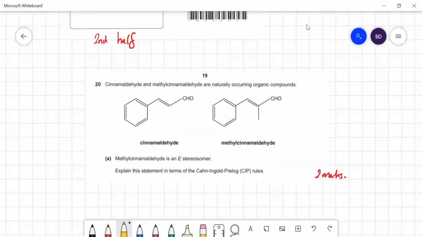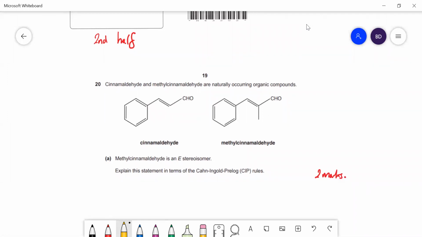Okay, so we've got cinnamaldehyde and methyl cinnamaldehyde, naturally occurring organic compounds. Methyl cinnamaldehyde is an E stereoisomer. Explain this statement in terms of the Cahn-Ingold-Prelog rules. Okay, so we are talking about this double bond here between that carbon and that carbon. It's a double bond, you can't get rotation about it. And so we have also got on there a hydrogen, which of course isn't labeled on it because it's a skeletal formula.